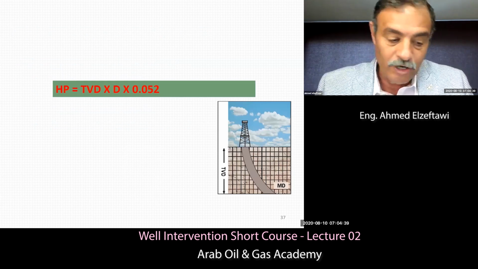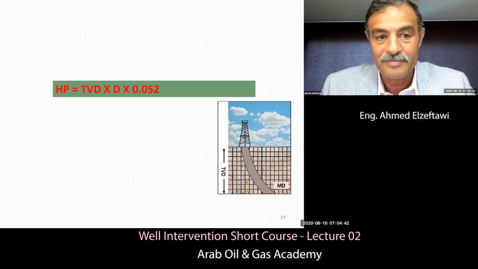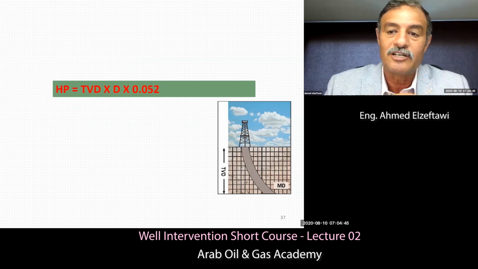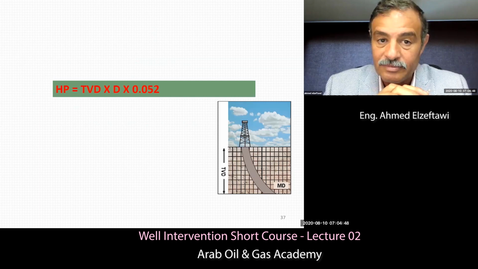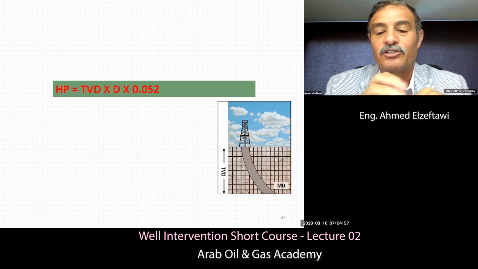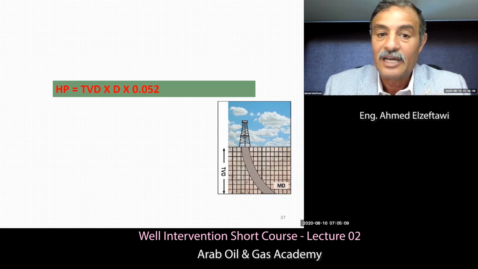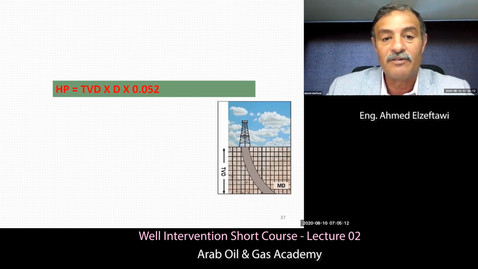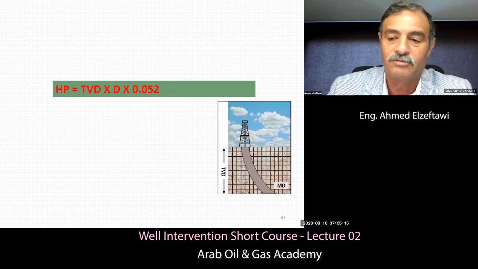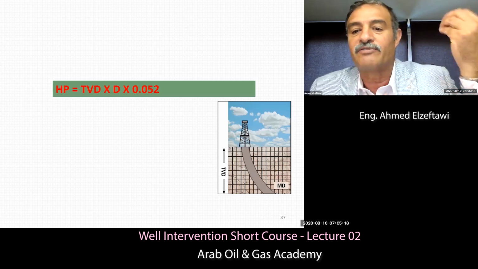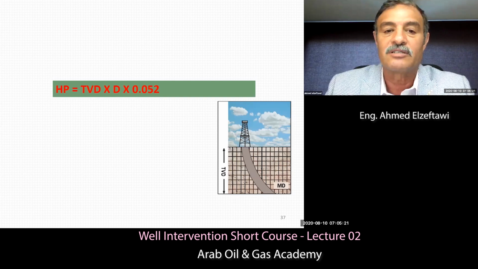How do we calculate the hydrostatic pressure? Since we are using the API system, we say that hydrostatic pressure equals TVD, which is the true vertical depth, times the density, times a constant. In this formula, hydrostatic pressure unit is PSI, where TVD is in feet, density in PPG, pound per gallon, and we have this constant because if you multiply feet by PPG, this will not give you PSI. So we have this constant in this relation to have the result in PSI.